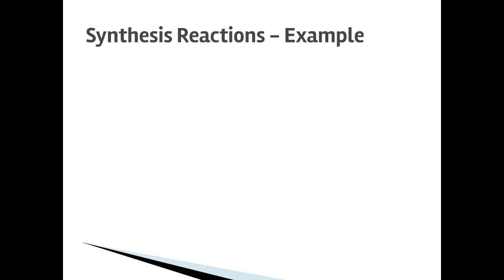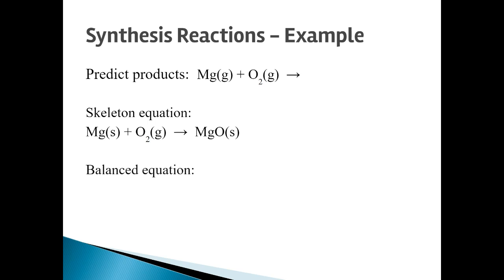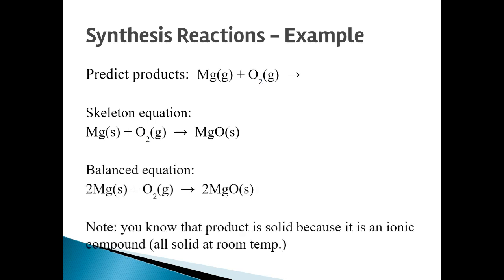So here's an example for synthesis reactions. Predict the products here. So we have magnesium plus oxygen gas. So you're just going to write the ionic compound for magnesium oxide. So your skeleton structure would be this, and then you would balance it. And note, you know the product is solid because it's an ionic compound, and all ionic compounds are solid at room temperature.